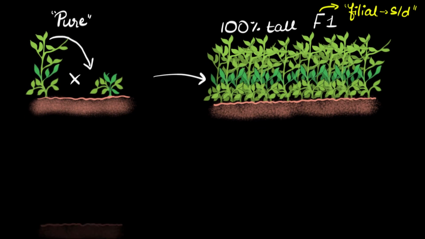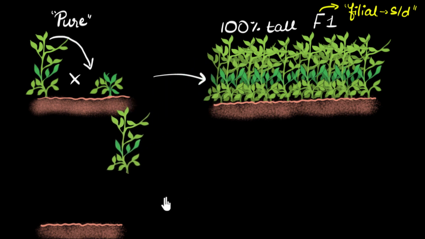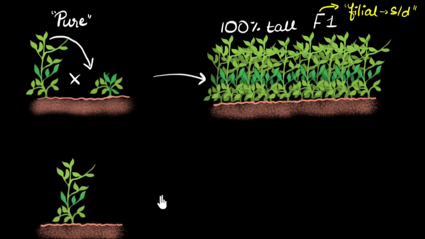What he does next is he takes one of the F1 generation plants, which is basically tall. This is the F1 generation. And he self-pollinates it, to see what we get. So again, it'll grow seeds, and then he sows those seeds. What do you think we'll end up with?